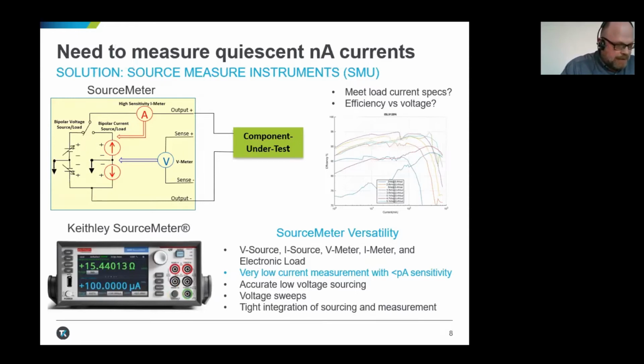SMUs are bipolar voltage sources, bipolar current sources, and they can be current loads. They have excellent low current measurement capability. An SMU tightly integrates sourcing and measurement so current voltage plots can be easily created. The upper left shows a block diagram of an SMU, and the lower left shows one of the Keithley SMUs. We have an extensive line of these instruments. I would recommend you consider a source meter for your design team. Component currents are only going to get lower.